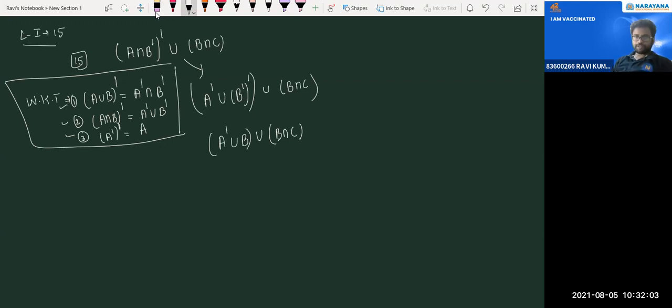Now we are going to do A complement union B, union. What is given? B intersection C we got. Now we are going to find the value of this. Note down, all of you. A complement union B, B intersection C.